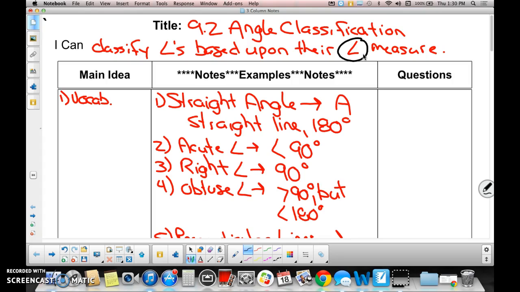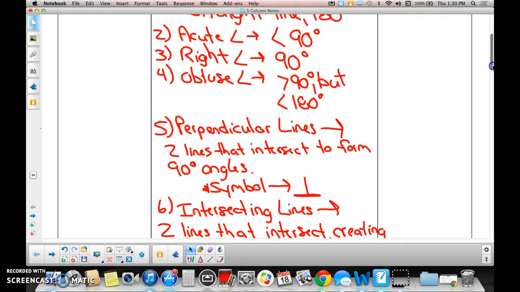Okay, tell me what angle, Jose, is less than 90 degrees. Tell me what angle is bigger than 90 but less than 180. Also called the what angle? Mr. Walker angle. Yep, perfect. Okay, and I'm going to skip right over right angle.